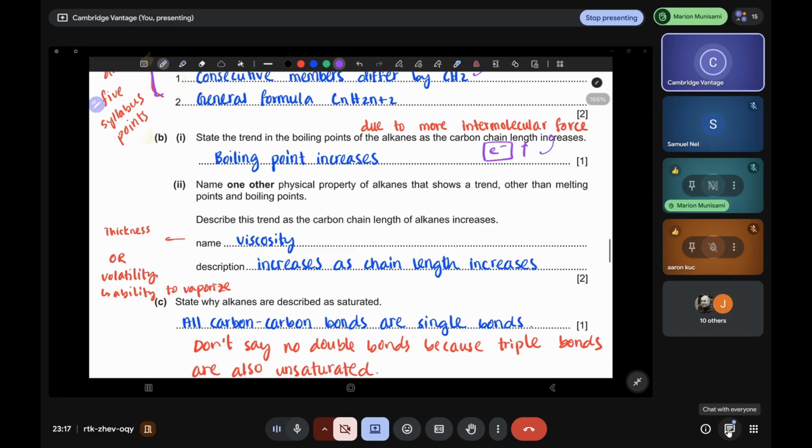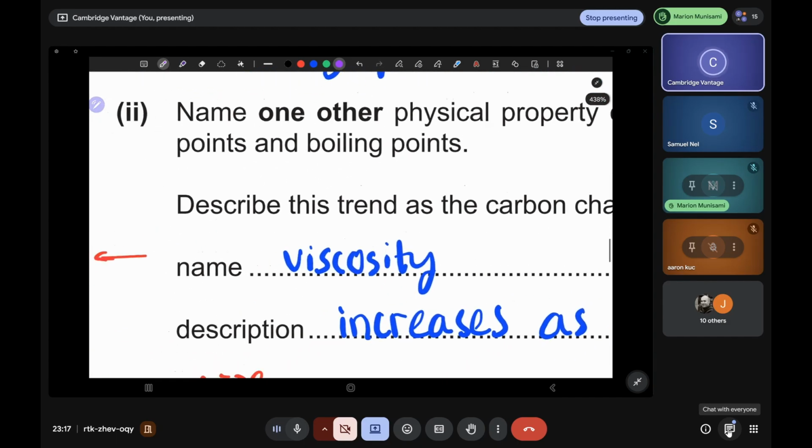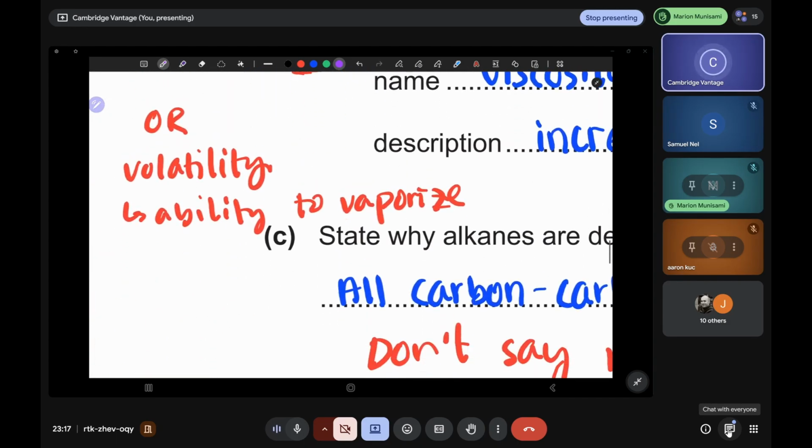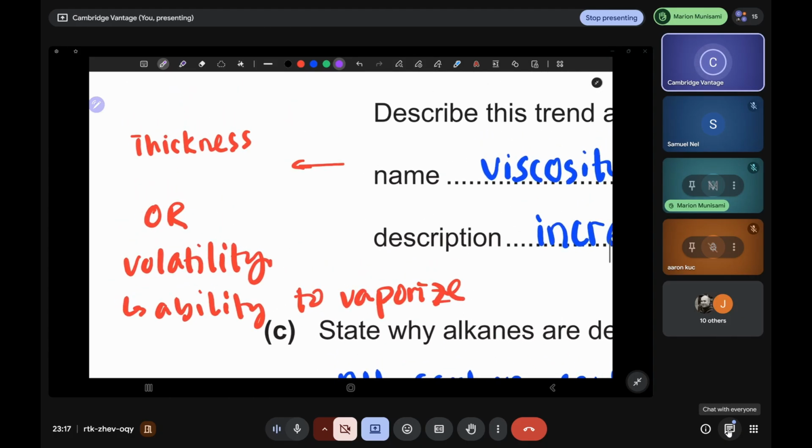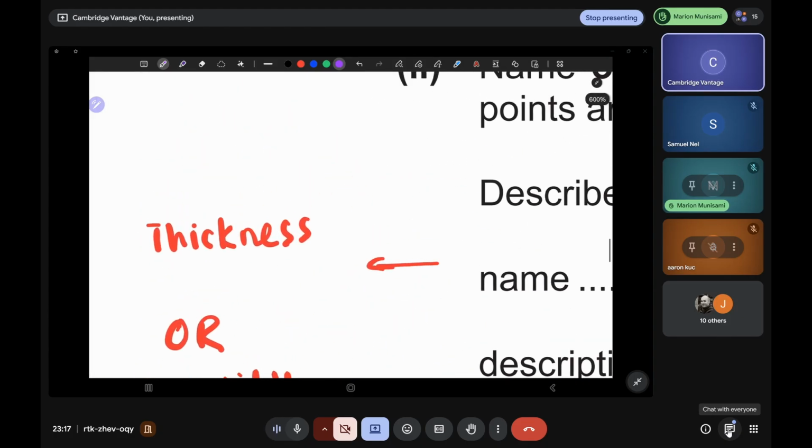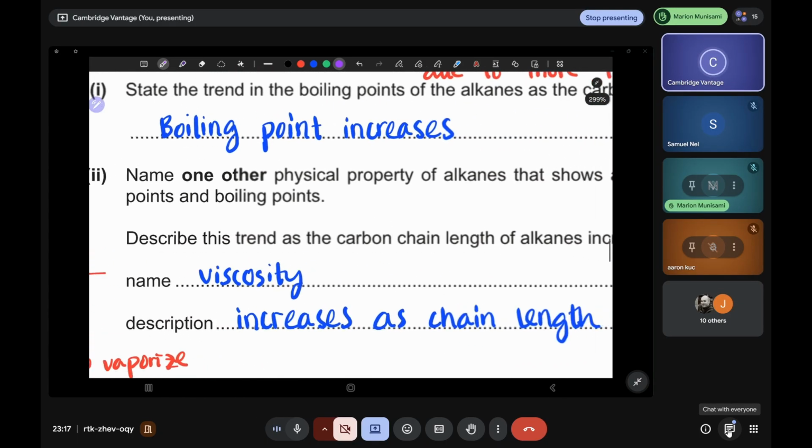Part 2. Name one other physical property of alkenes that shows a trend other than melting points and boiling points. Describe this trend as carbon chain length of alkenes increases. The one I decided to write is viscosity. You could also write about volatility. Viscosity is essentially the thickness of your fluid, or basically how much your fluid will flow. You can also sometimes say it's the density to some extent.